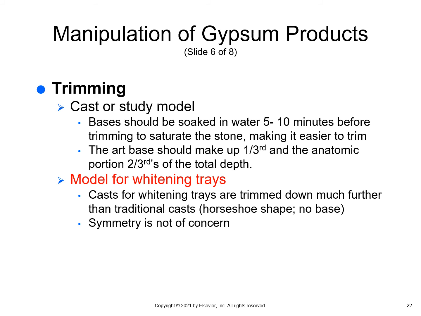When we're doing models for whitening trays, bleach trays, or athletic guards, they're trimmed down very differently. Their symmetry is not a concern. We don't want to pour a great big amount of stone for a base. We're going to trim them down into a horseshoe shape. On the maxillary, we will want the palate gone, and on the lower, where the tongue is, we'll want that part trimmed away, because they will be used with a vacuum press machine. And in order to achieve the suction necessary to pull that thermoplastic resin around that anatomic portion, we need those areas gone.